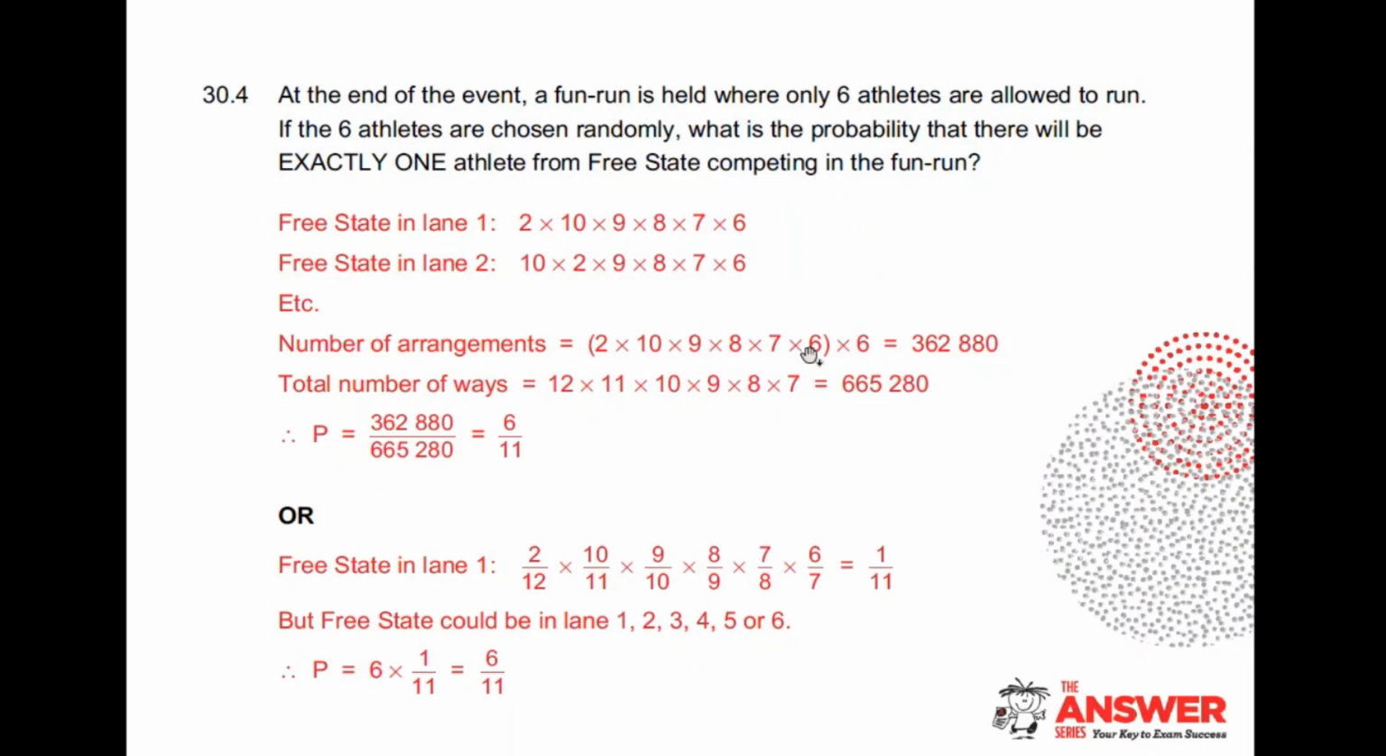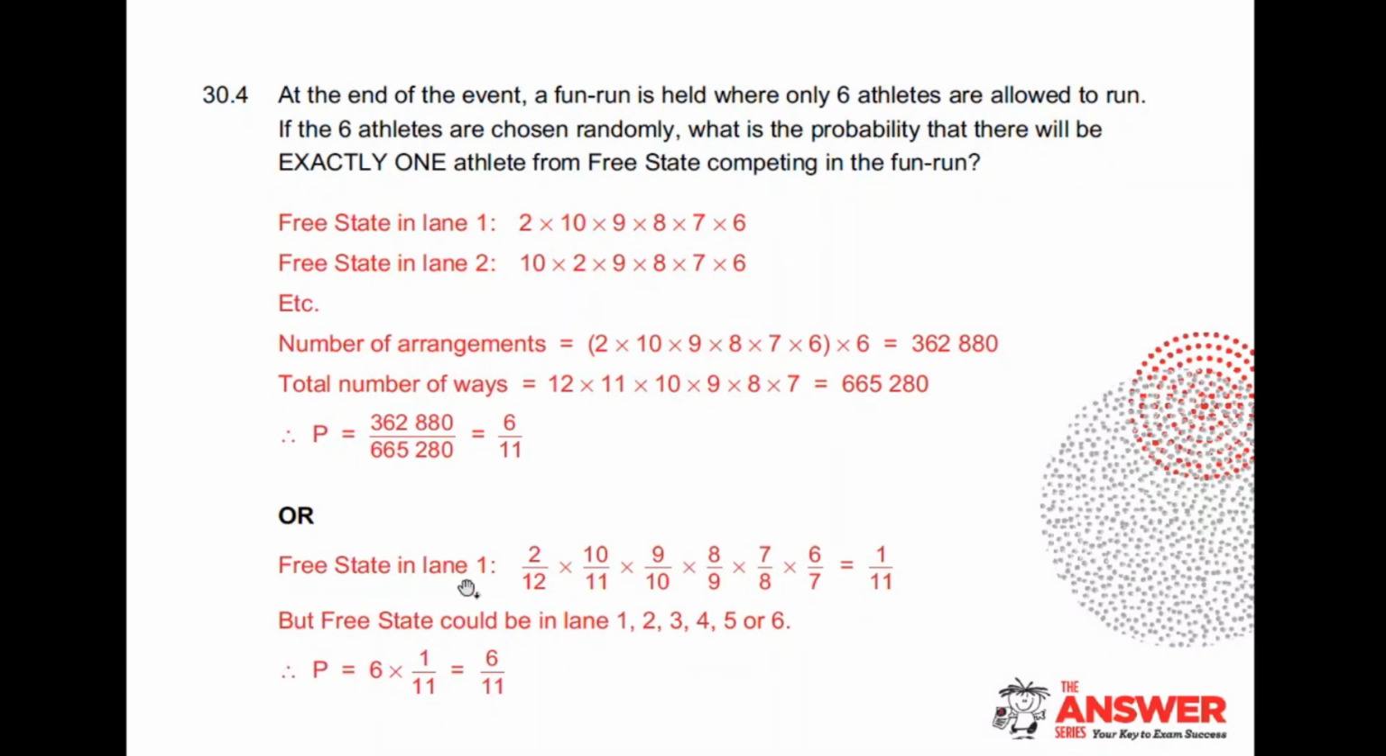The total number of ways these athletes can be arranged: there are 12 athletes for the first lane, 11, 10, 9, 8, 7. Probability, you divide. And from these absolutely massive numbers, you actually get a reasonable fraction, which is not bad. What about if you try and do it with probability? Okay, I think this one's quite complicated, but we'll see.